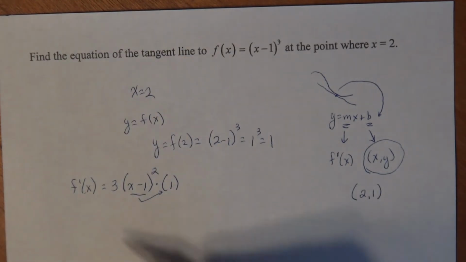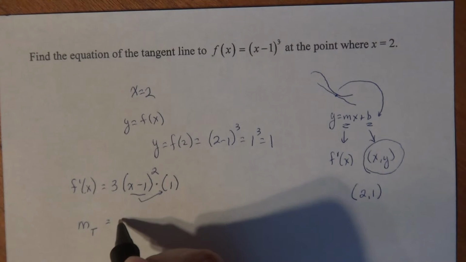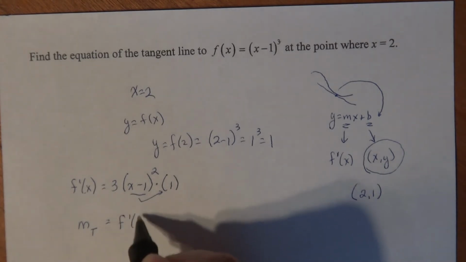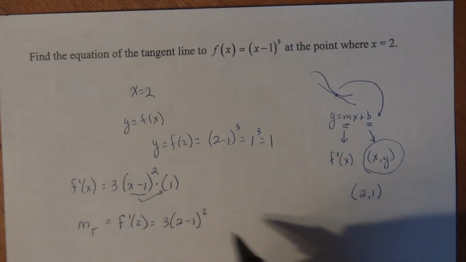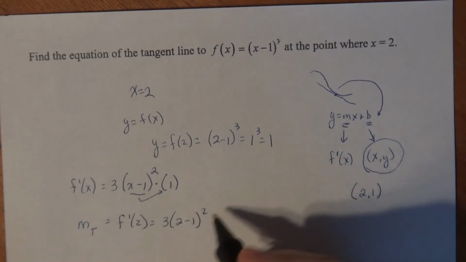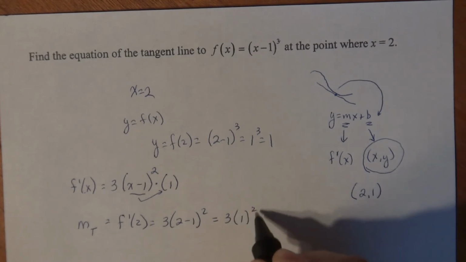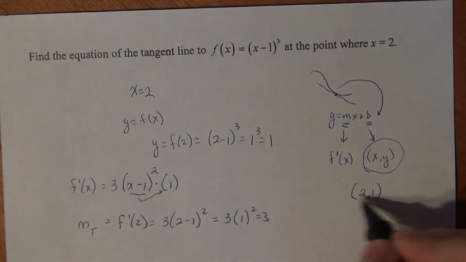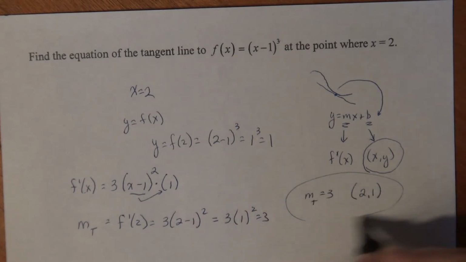So there's my derivative. Now to find the slope of my tangent line, that's going to be f prime evaluated at 2. That's 3 times 2 minus 1 squared times 1, of course, which is just 3 times 2 minus 1. That's going to give me 3 times 1 squared, which is 3. So I have a point and I have a slope from this information here.